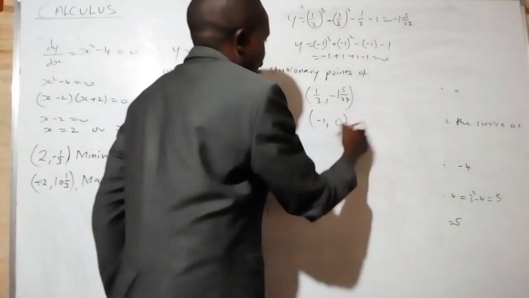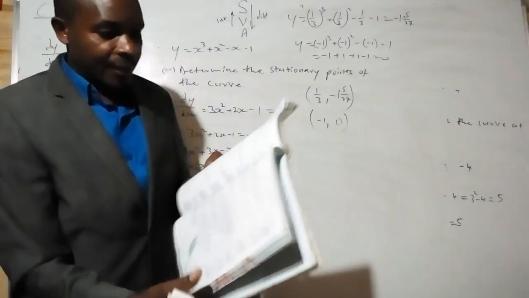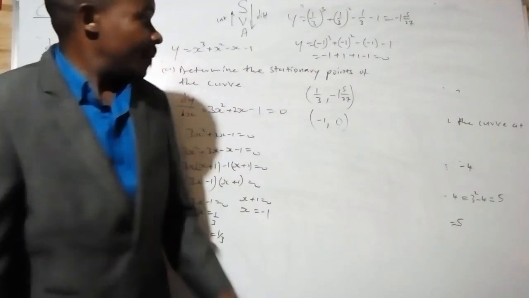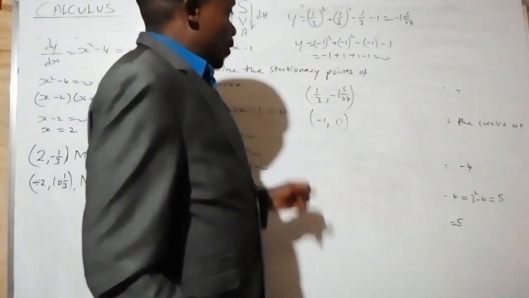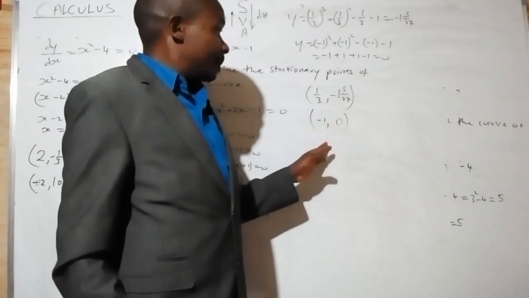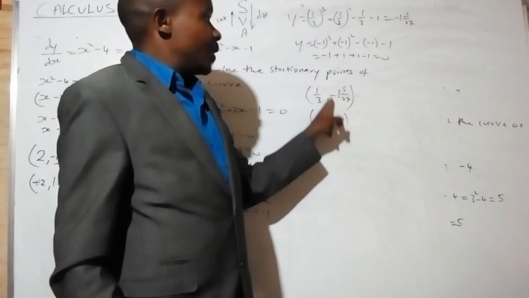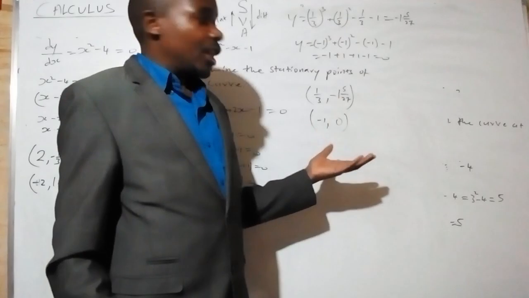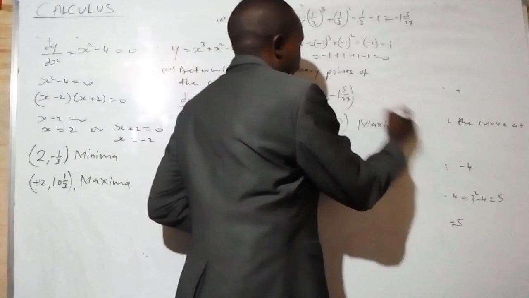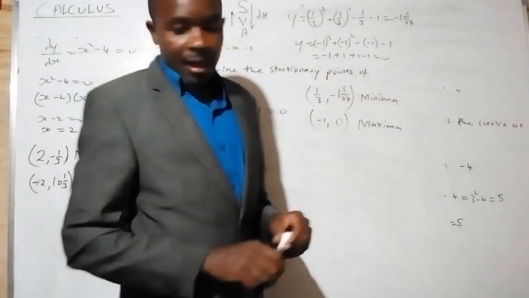Then you'll be told the nature of the stationary points in part A above. I've told you that if you want to know whether the point is maxima or minima, check on the y coordinate. We have negative and we have 0. Between negative and 0, which one is larger? It's 0. So this coordinate will be maxima and this one will be minima. Yeah, and you are going to score your 10 marks.